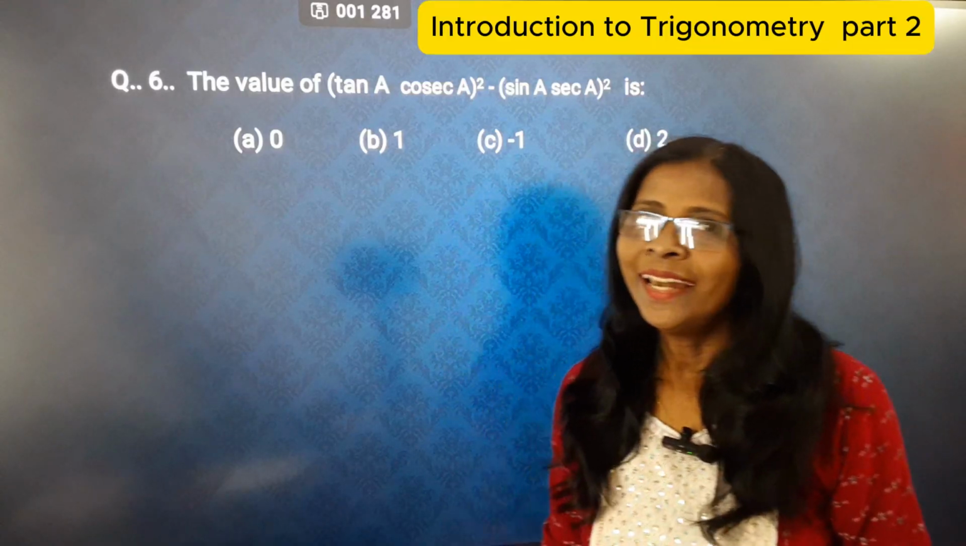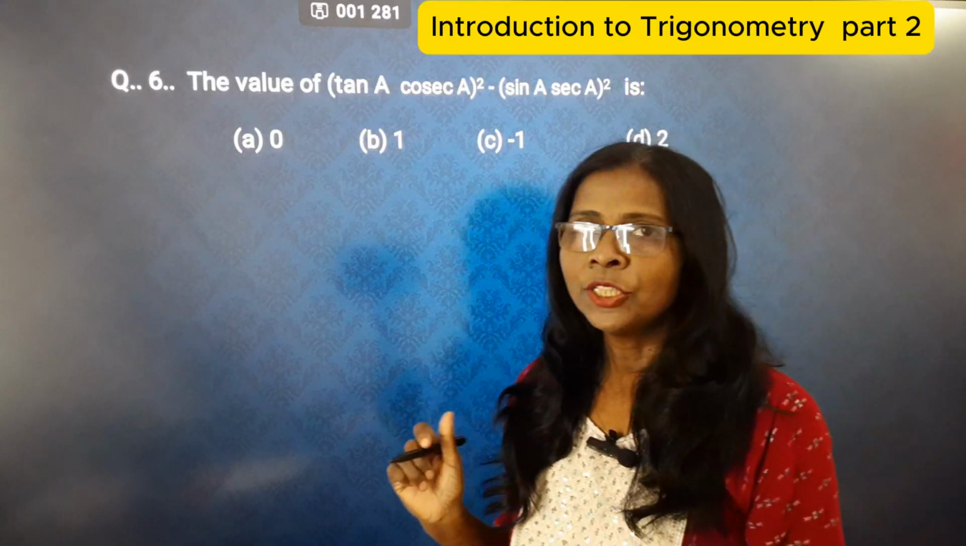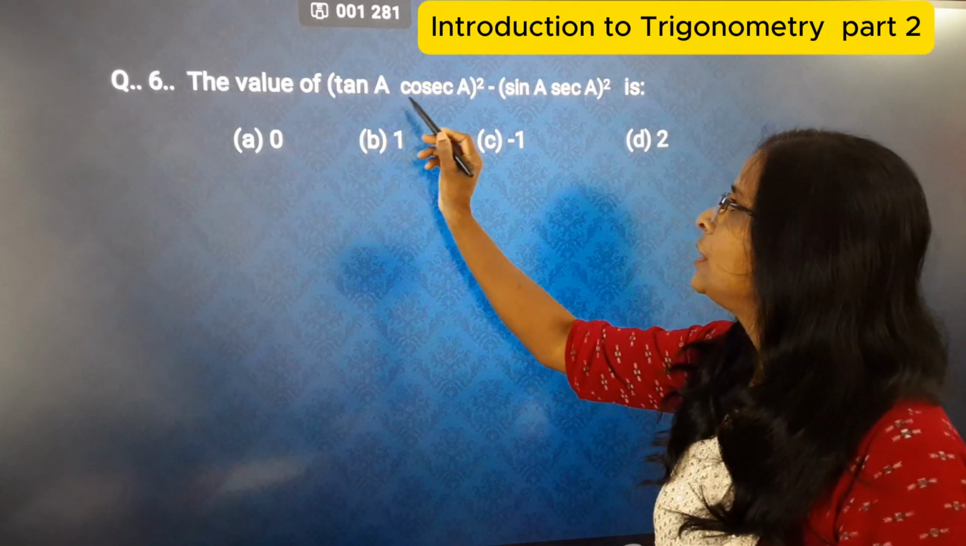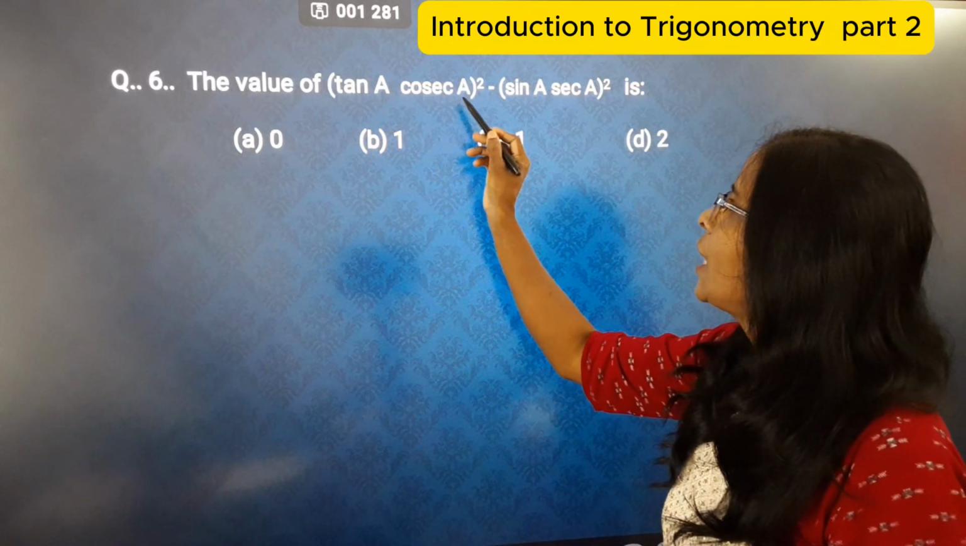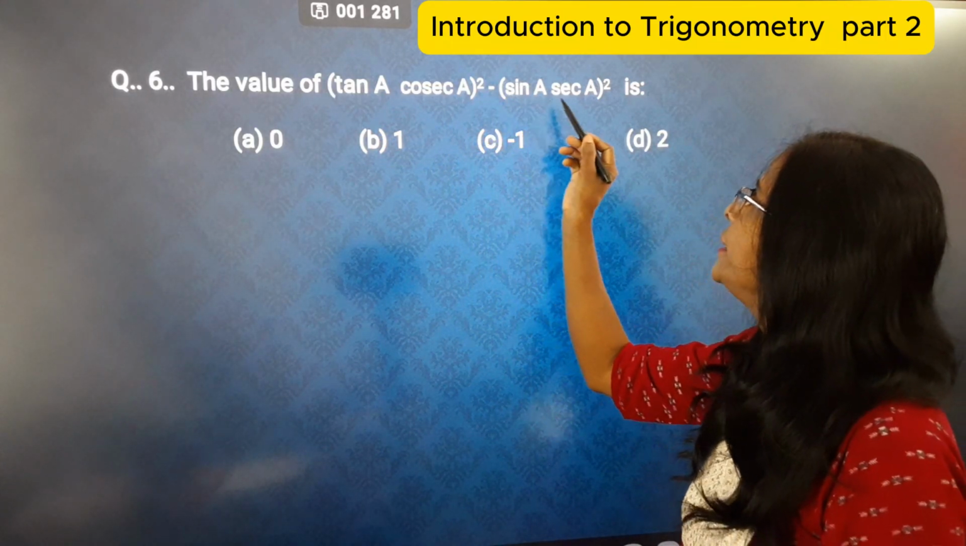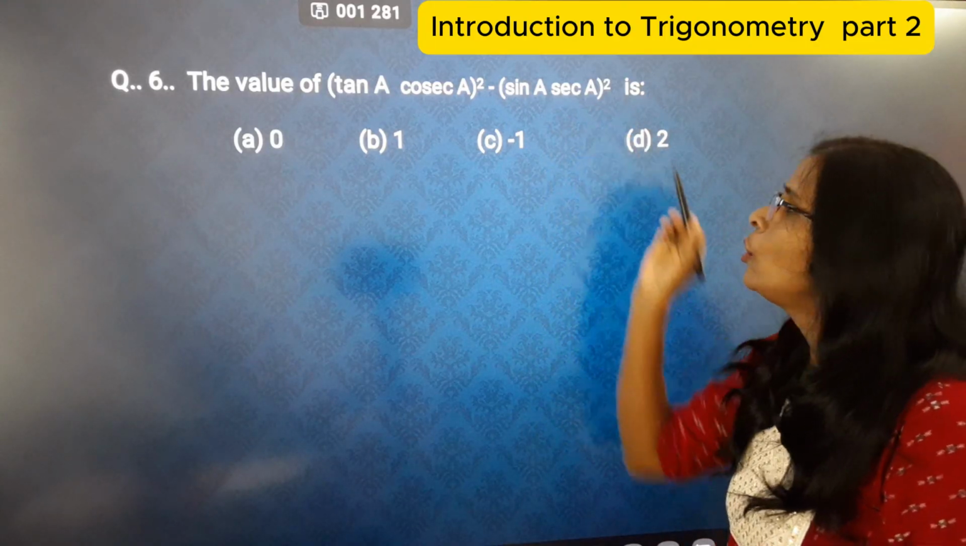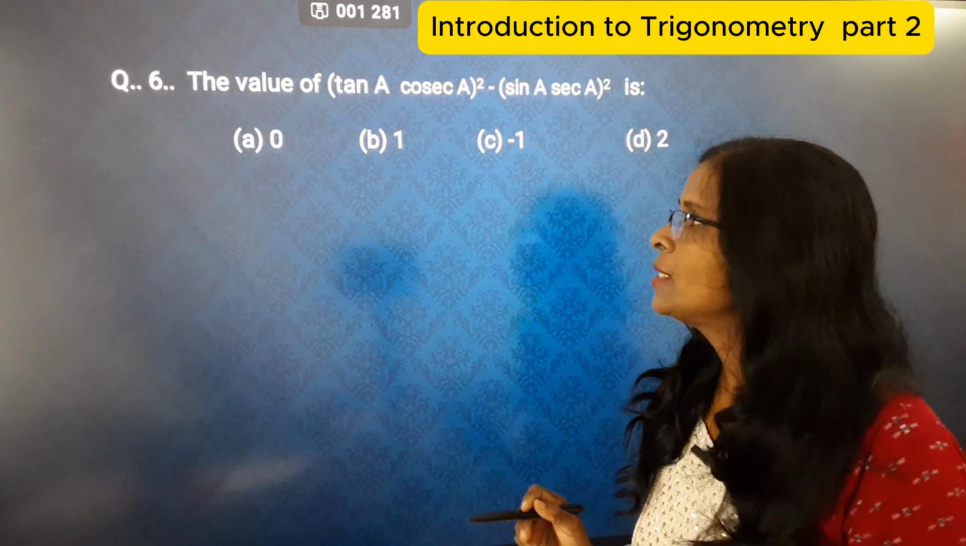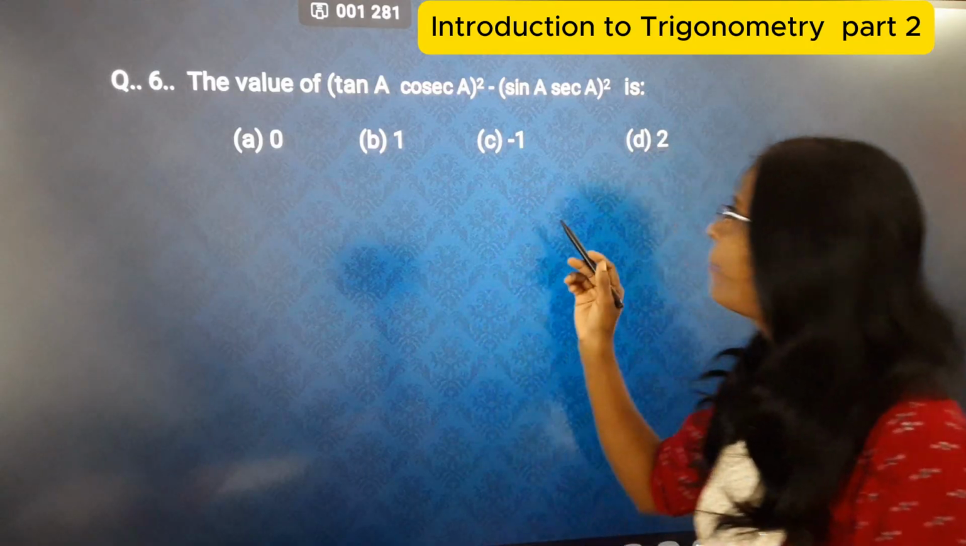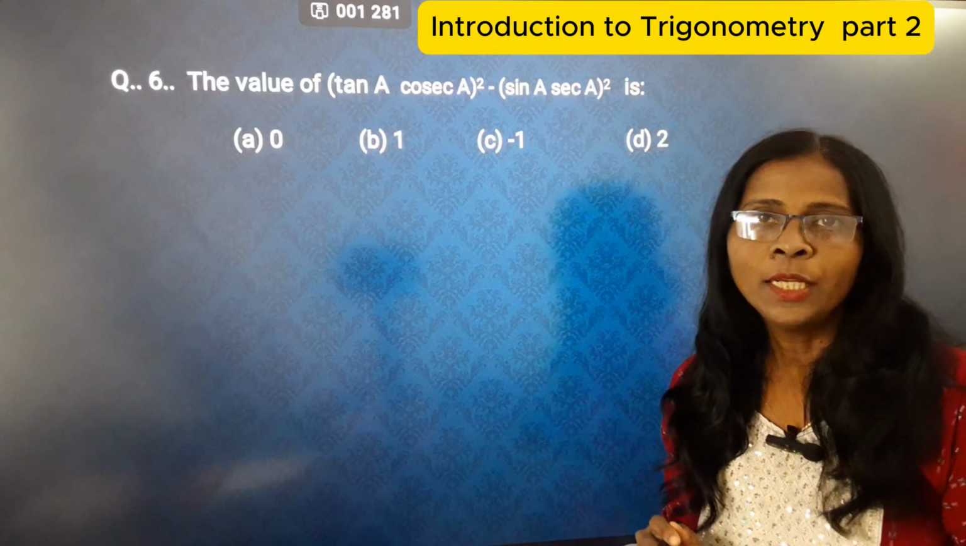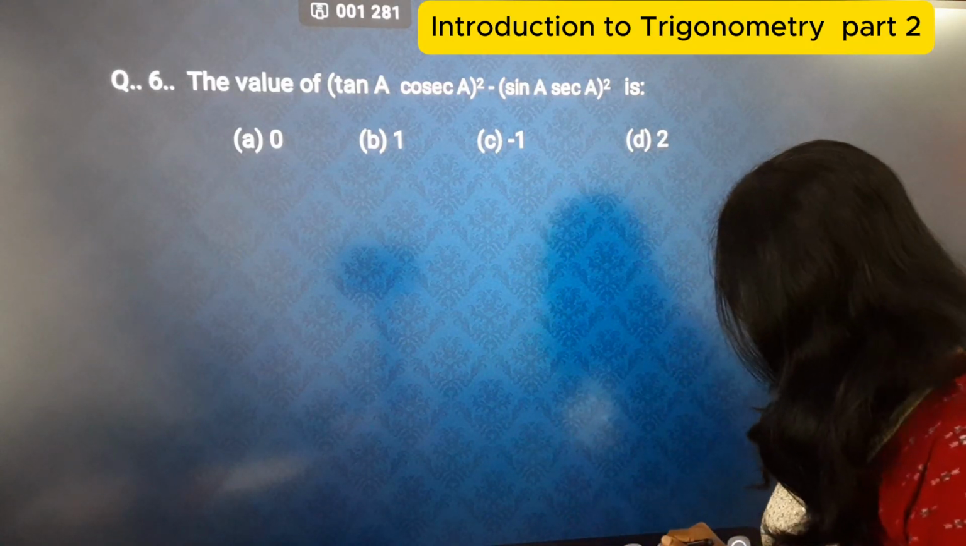Hello students, let us see the 6-1 question. The value of (tan A cos A) whole square minus (sin A sec A) whole square is. Options are 0, 1, -1, 2. Okay, so let us see how we can solve it.